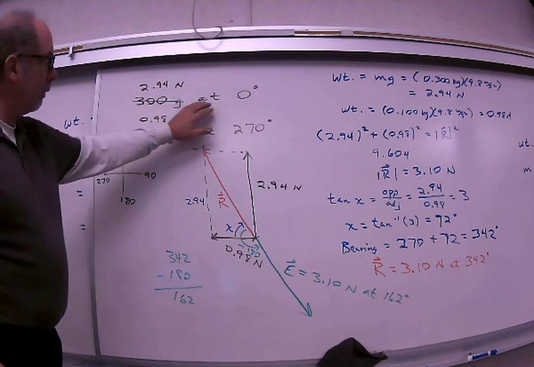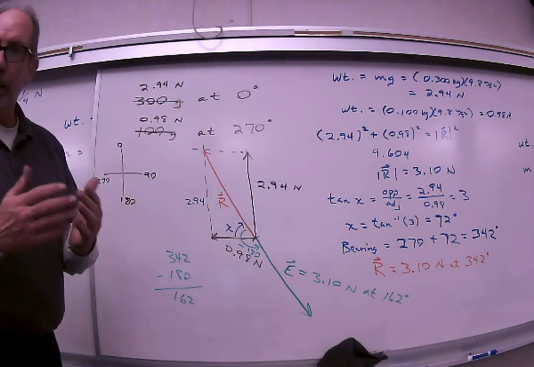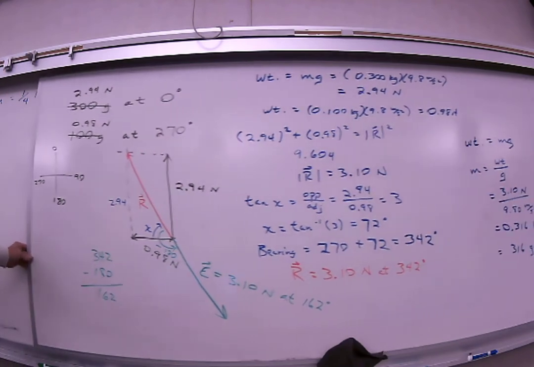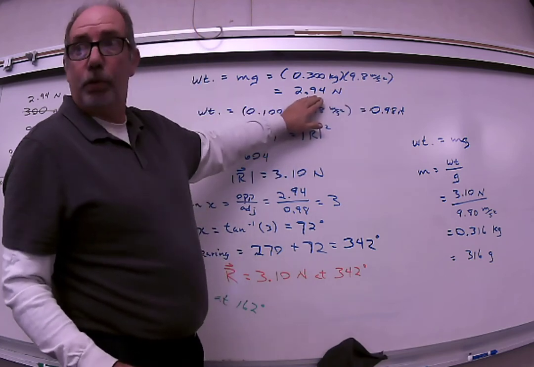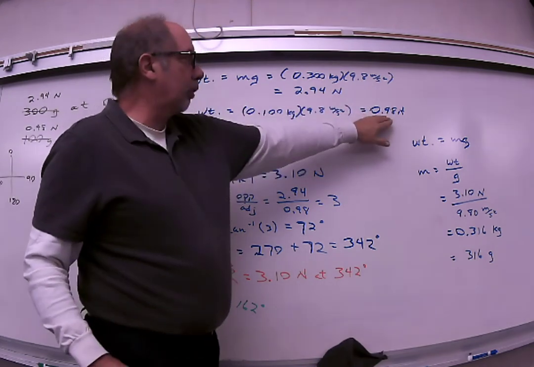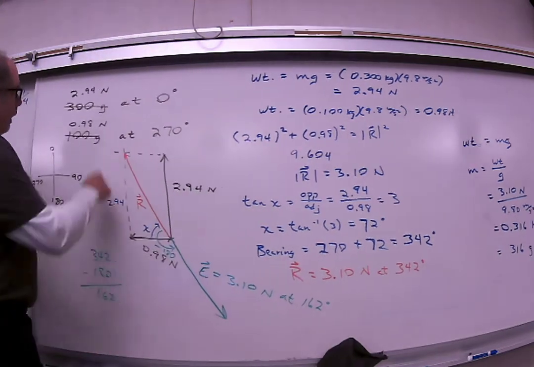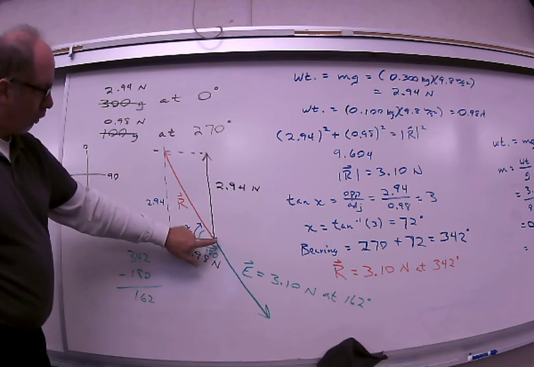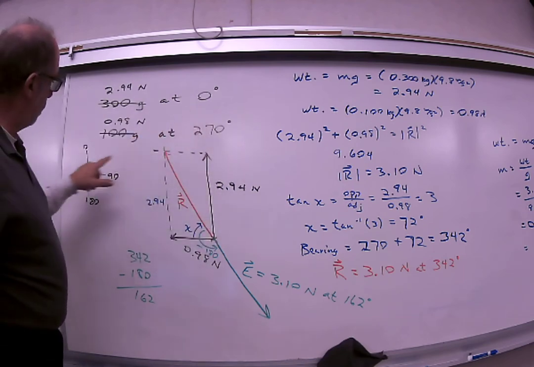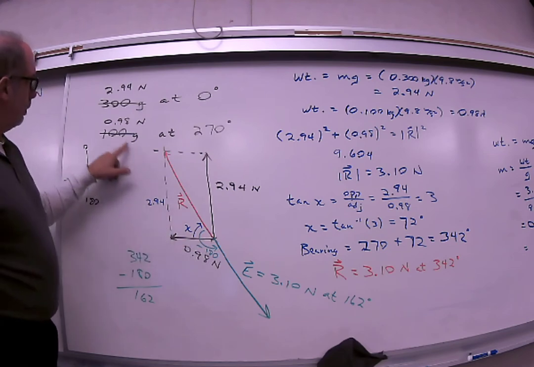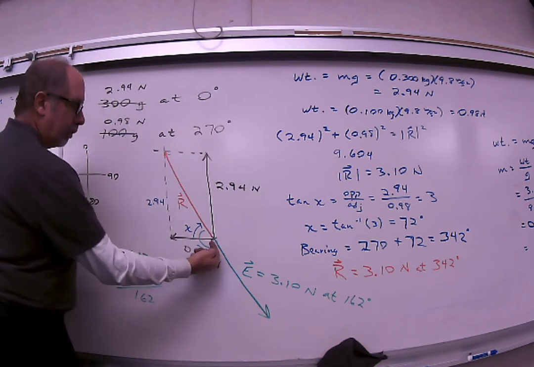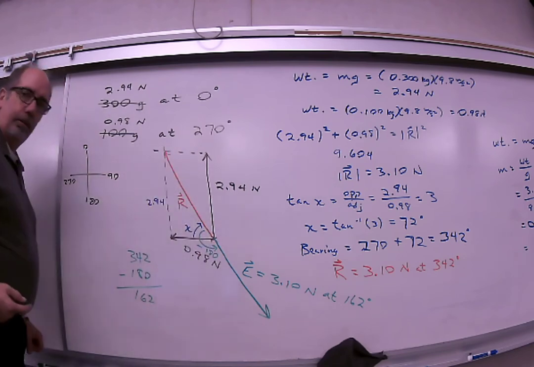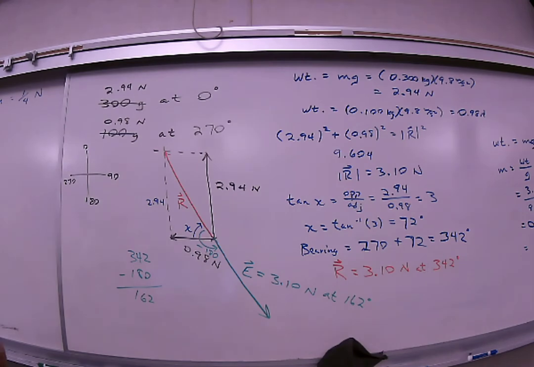So I had 300 grams at zero, 100 grams at 270. We needed to find the weights of those. So I found the weight of the 300 grams to be 2.94 newtons, and the weight of 100 grams to be 0.98 newtons, which I changed here. And then I drew a sketch, 2.94 newtons at zero, 0.98 newtons at 270. And I drew my little vector parallelogram, so my resultant came up and to the right. Okay, hopefully we agree so far, I hope.